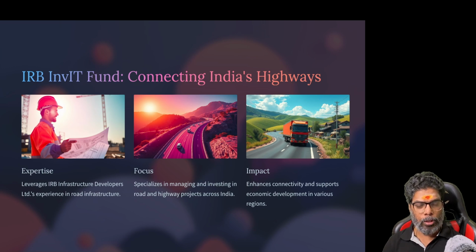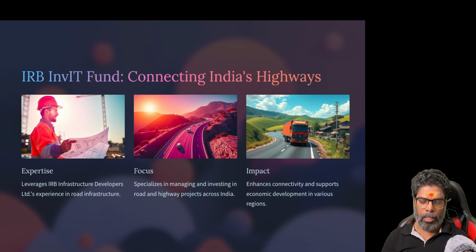And the impact is that we are going to get things fast, more things are moved fast, and your efficiency is going to increase.